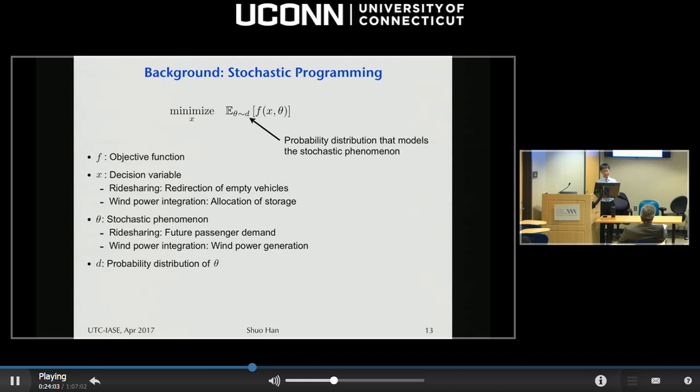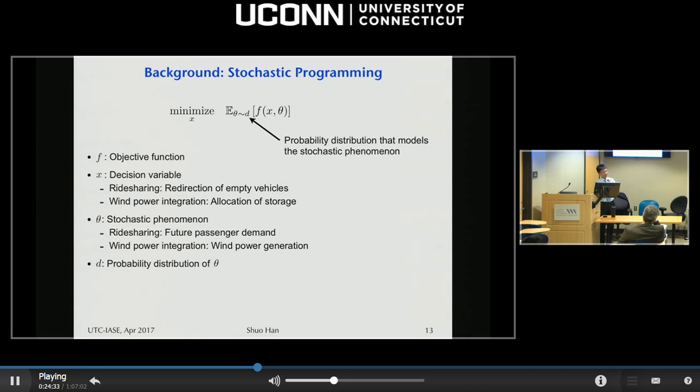So one is my decision that I can make, for example, my allocation of storage devices, and some random variable theta. So for example, wind power generation. So one straightforward formulation of this optimization problem in the presence of stochastic phenomena is that I want to minimize the average or the expected value of the cost function by making the best decision.